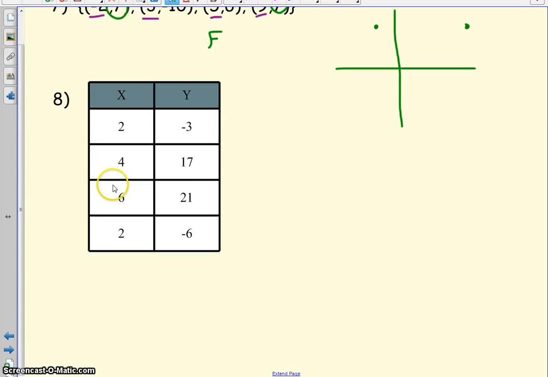Okay, as for number 8, take a quick look at the table. And at first glance, it seems fine until you see that when x equals 2, we get y equals -3, but also y is going to be equal to -6. So because of this problem right here, this one is not going to be a function.